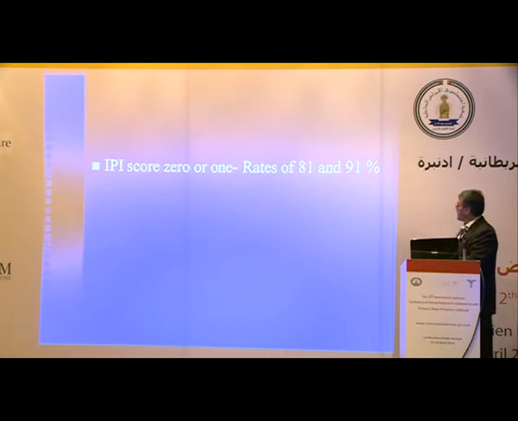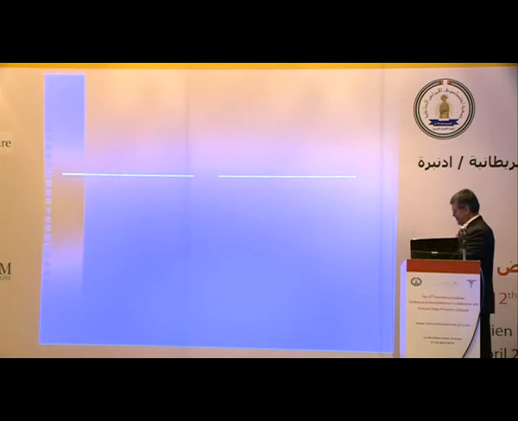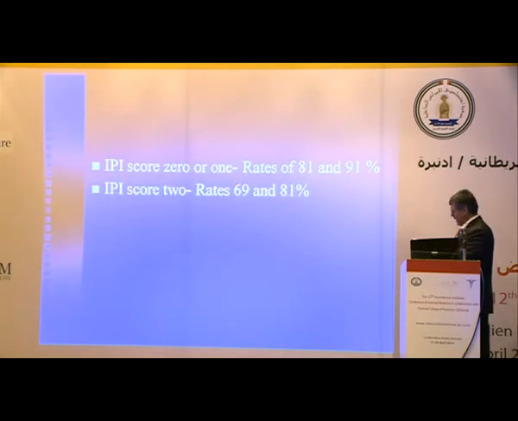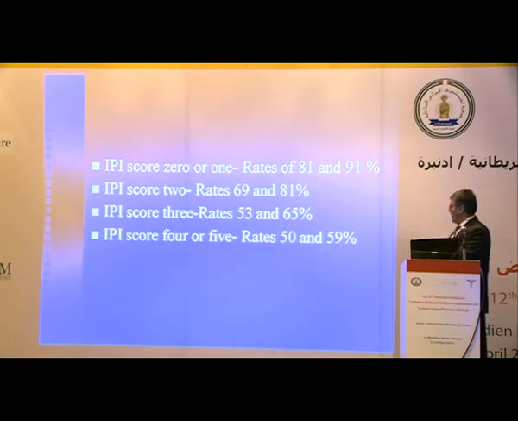The 10-year survival will be about 91% for those patients, and the disease-free survival will be 81%. If the IPI score is 2, the rates will be 69 and 81%. Those represent the 10-year survival. Then, as the IPI score rises, the rate will reduce to about 65%, and if the IPI score is 4 or 5, then this would be about 59%. So the higher the score, the worse the prognosis.